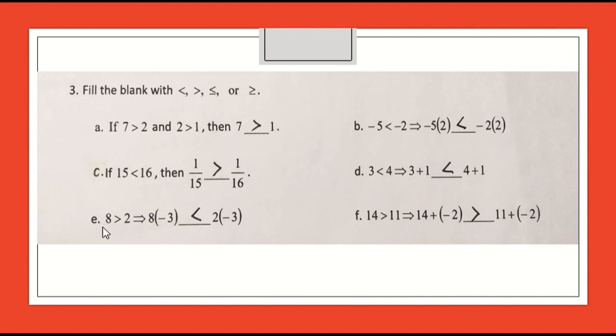Next, 8 is greater than 2. That is 8 times negative 3 is less than 2 times negative 3. So, this time, imbis 8 is greater than 2, nabali na siya na less than na siya kay ang atong gi-multiply is negative man. So, pag mag-negative na gani, kung dako na siya nga negative, mas less than na siya kaysa gamay nga negative.